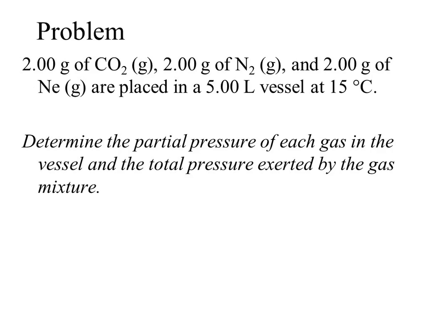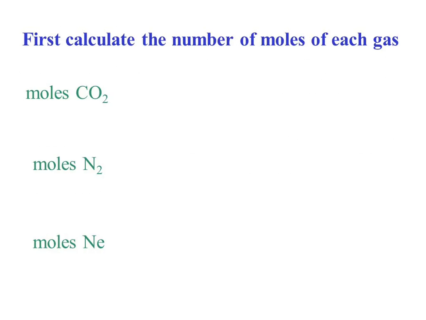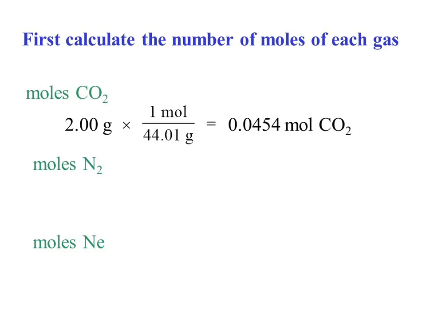So one thing I think you're going to have to do is knock out from those grams to get to the moles of each of the components. So you were given 2.00 grams of carbon dioxide. You would need to come up with the molar mass of CO2 using the periodic table and use that as a conversion factor.